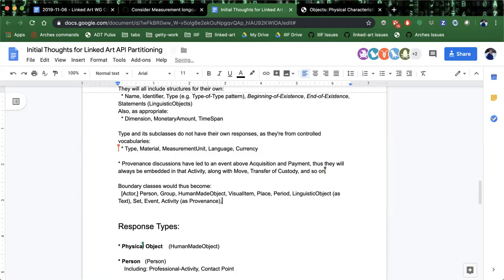Oh, I guess I've missed one, which is digital object. Digital object, so the same as human-made physical object, a digital object can carry a visual item, it can carry a linguistic object, it's created by people and so on, just happens to be digital rather than physical.